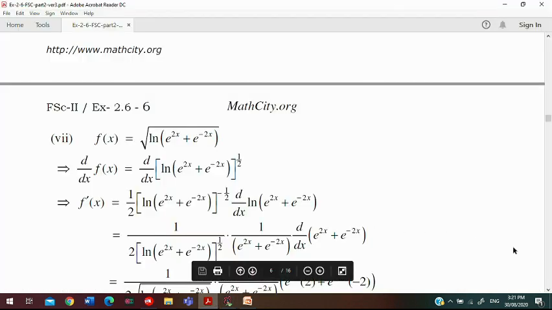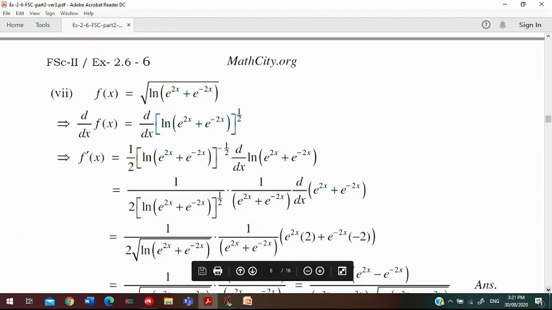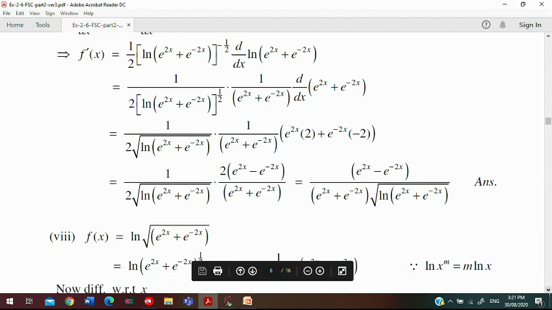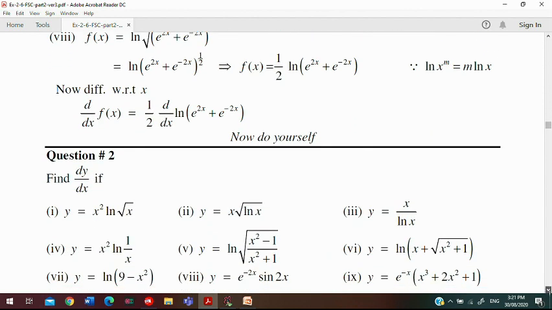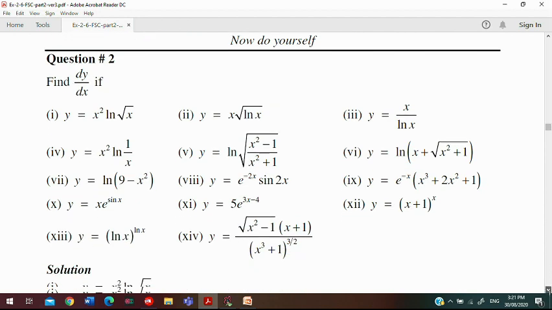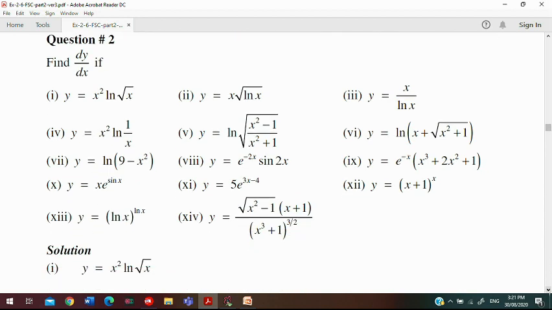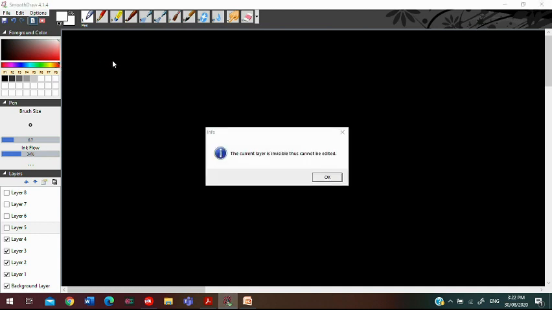You can see here the solutions of other parts also of question number 1. This is the last part which I have solved for you. So now question number 2, in which we have to find dy by dx for these different functions. First, second, third, fourth, these are simple functions. In this part I will just solve the eighth part for you.